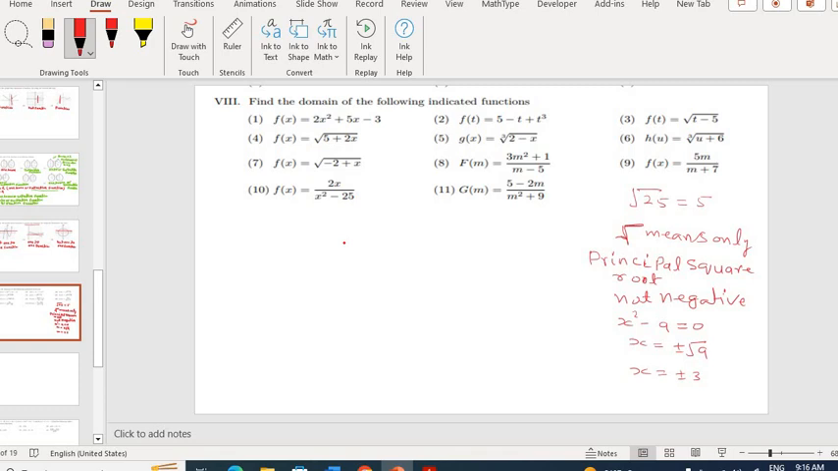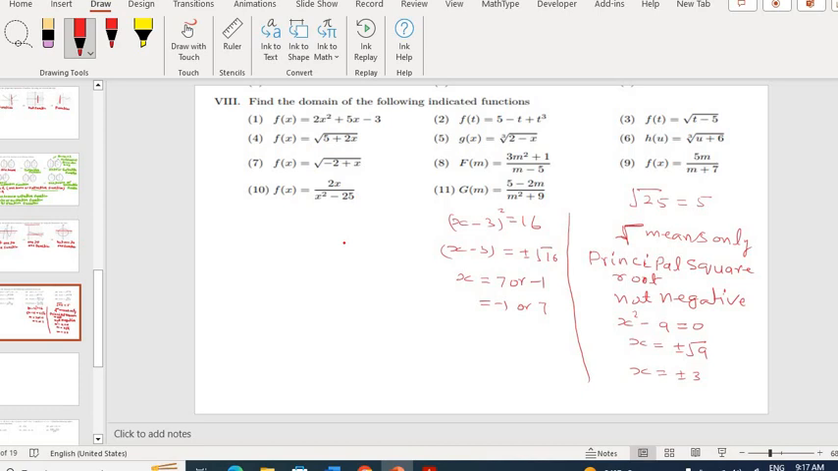And if we have (x minus 3) power 2 is equal to 16, then x minus 3 equals plus minus square root of 16. That means x is equal to either 7 or minus 1, that means minus 1 or 7. So that's why we are taking plus and minus.